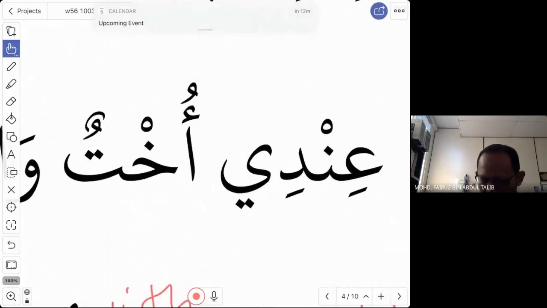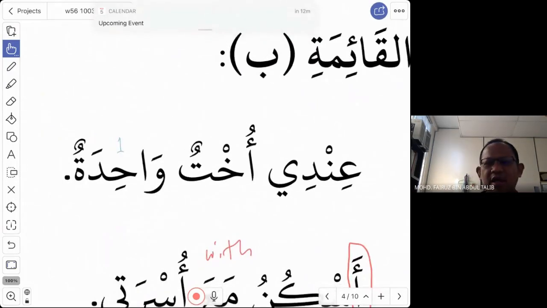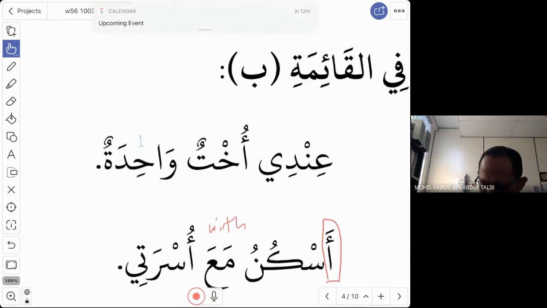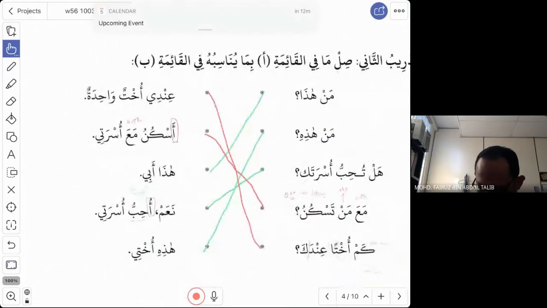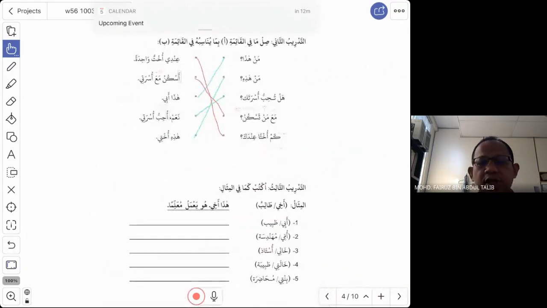So you can just say indi ukhtun, but sometimes when you say indi ukhtun, the other person might be confused. How many? Then that is where you need to add the word wahida. So you can also say this: Indi ukhtun wahida. So one sister. Okay, done with this part. Any question? Anything you want to ask, especially related to some of these new words or the grammar function of the words? Anything you want to ask?